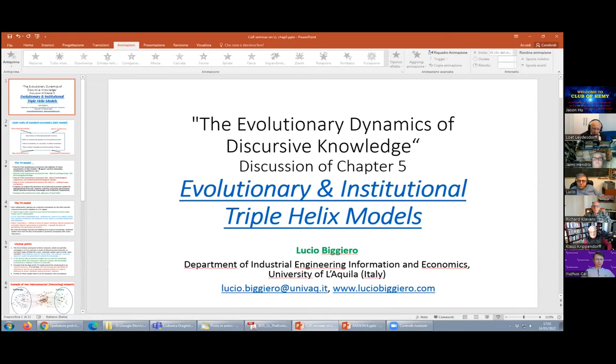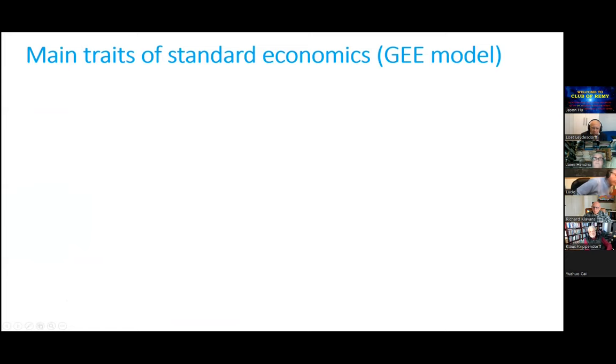So let's go immediately into the issue. Let me focus first on the context in which the triple helix model was theorized in those years, that is the mid-90s. And it was inside, let's say, a stream of different approach to economics, I mean, leaving the standard economics model. GEE model means general economic equilibrium, which is basically the mainstream economic theory.